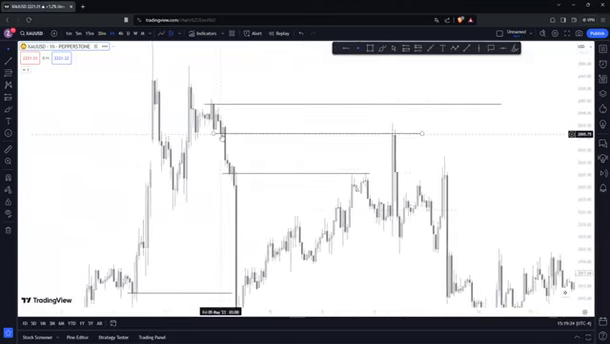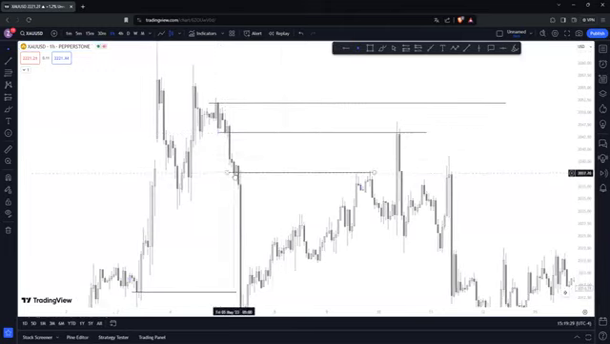So here, the H4 was fresh. The H1 is also fresh. In this scenario, the H4 was fresh. The H1 is not fresh, but still price reacted. Now, why did price react from here? Because you have a CC candle. What does a CC candle mean?